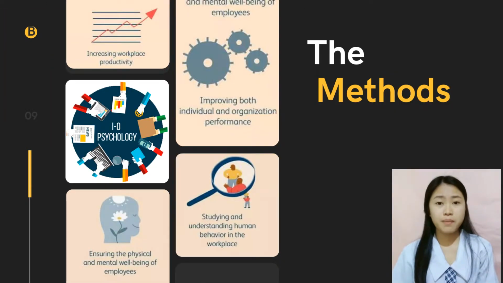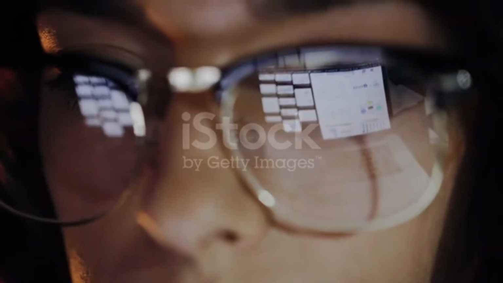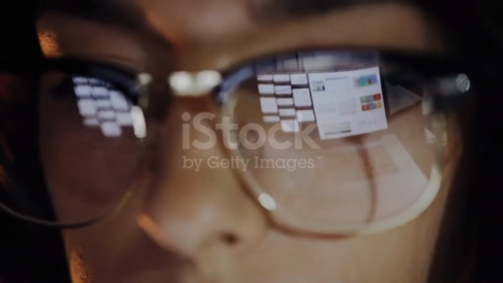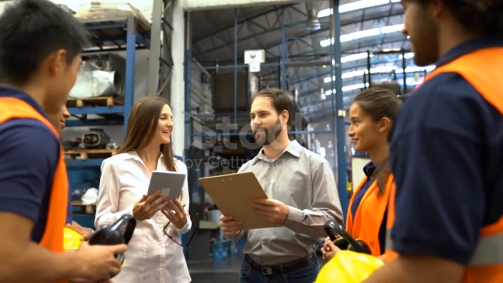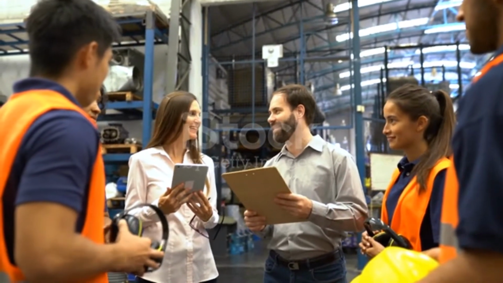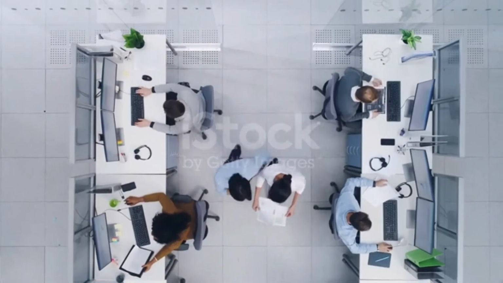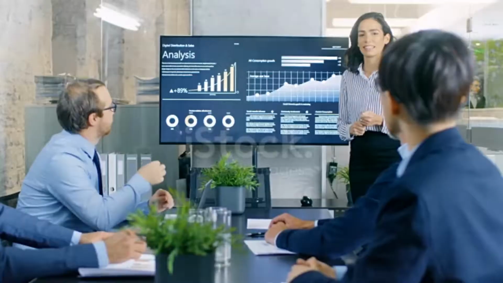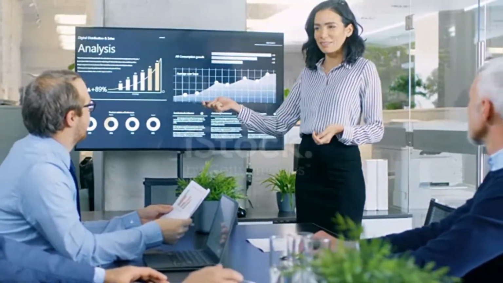Let us now discuss the method of business logic, industrial psychology. The method of business logic is inference based on observed behavior of people at work, objectively, dispassionately, and systematically. This is how industrial psychologists function. They observe the behavior of the worker on an assembly line, the secretary at a desk, or the executive at a meeting under well-controlled and systematic conditions.